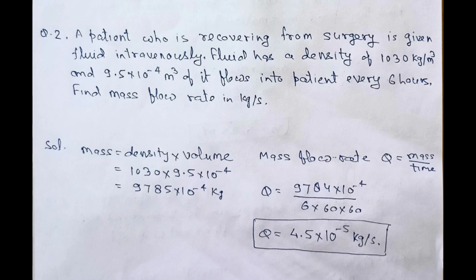Now once we have calculated the mass, we can use the formula discharge Q equal to mass upon time. That is 9785 into 10 power minus 4 divided by 6 into 60 into 60. Since 6 hours is given, we will convert these 6 hours into 6 into 60 into 60 seconds. So the answer will be 4.5 into 10 power minus 5 kilogram per second. In this way, we will find out the value of mass flow rate or discharge.